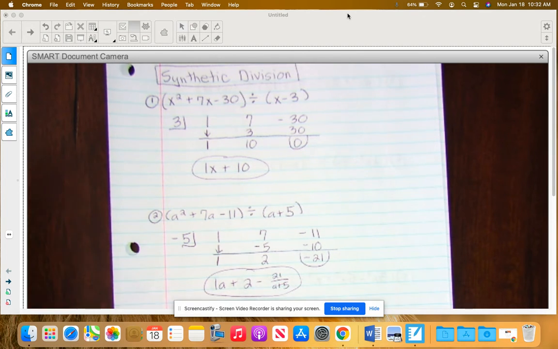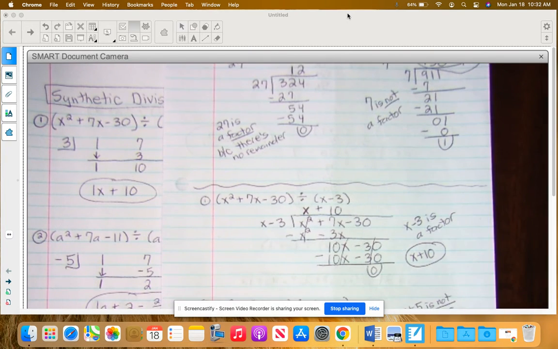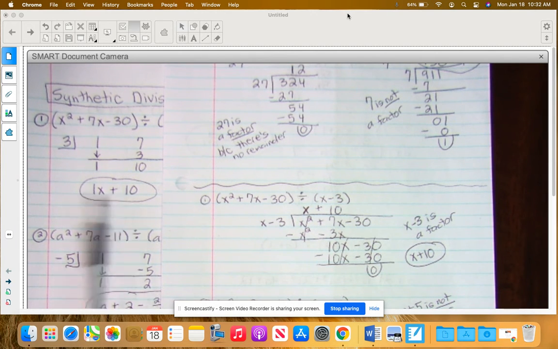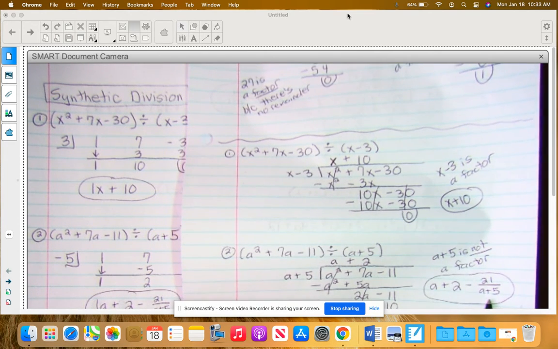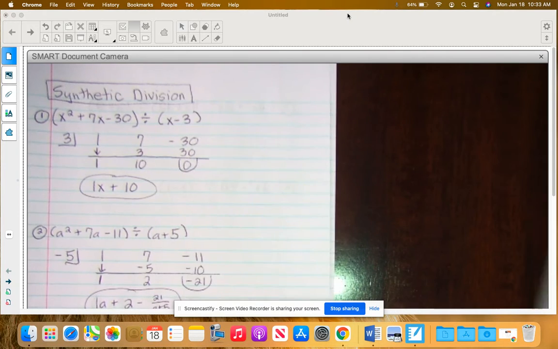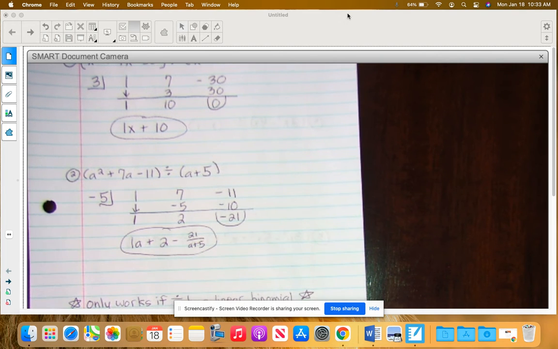Now, I want to show you that we got the same answers that we got yesterday because these are the same problems. For the first problem, we got x plus 10 when we did long division. Notice I got x plus 10 over here when I did synthetic division. Down here for this one, I got a plus 2 minus 21 over a plus 5. We got a plus 2 minus 21 over a plus 5. So they're going to give you the same answer. It's just a shortcut.